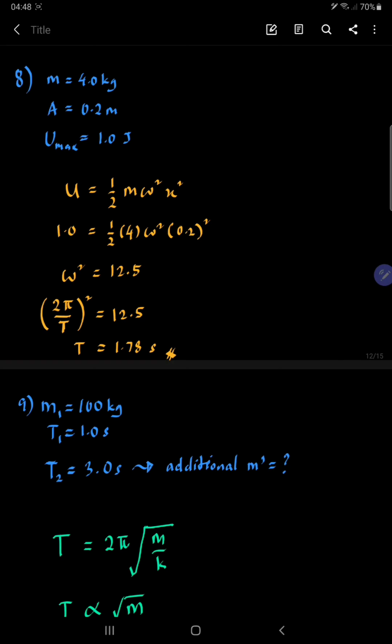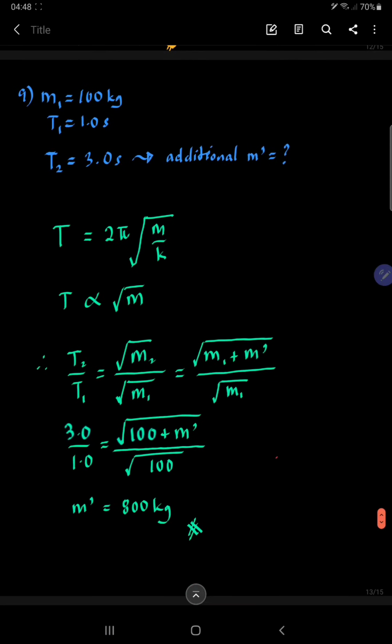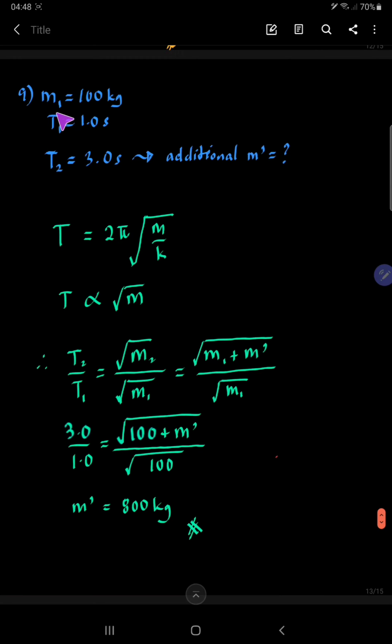Okay, next, question number 9. An object of mass 100 kilograms suspended from a light helical spring is in simple harmonic motion with a period of 1 second. What additional mass should be added to the spring so that the spring will oscillate with a period of 3 seconds? So what do we have now? The original mass given is 100 kilograms, so the period of the system is 1 second. Now the period changes to 3 seconds. They ask you to find the additional mass needed for this change.